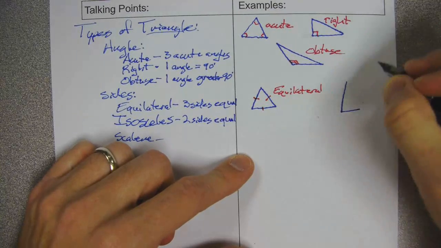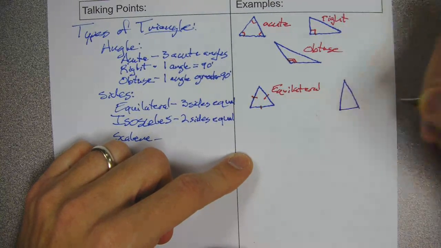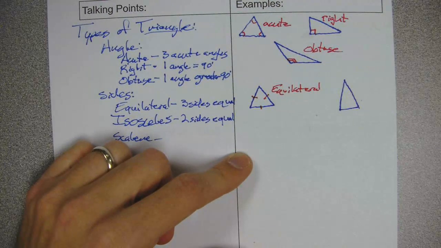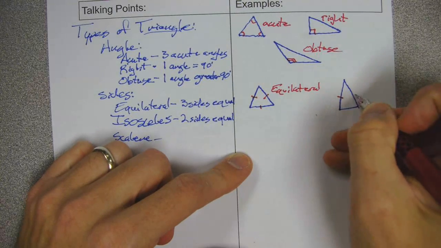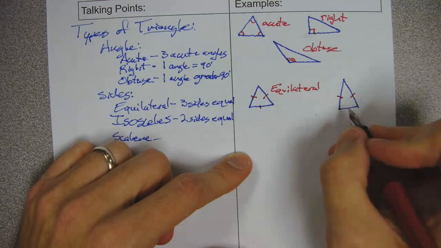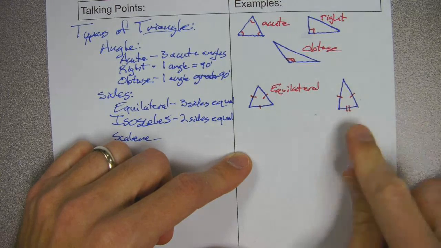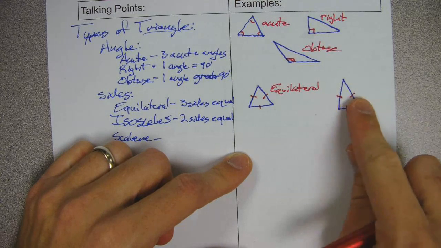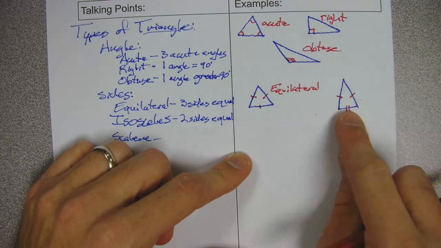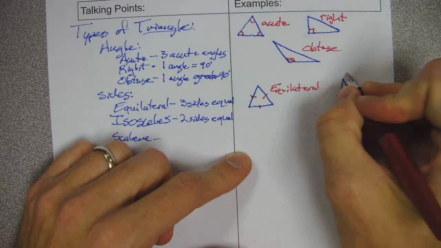A nice isosceles triangle, for example, could look like this. And notice we have 1, 2 sides there that are the same length, and then this side is different. So that's what those marks mean. Since these have the same number of marks, they're the same length, and since this is different, it's a different length. So this is isosceles.